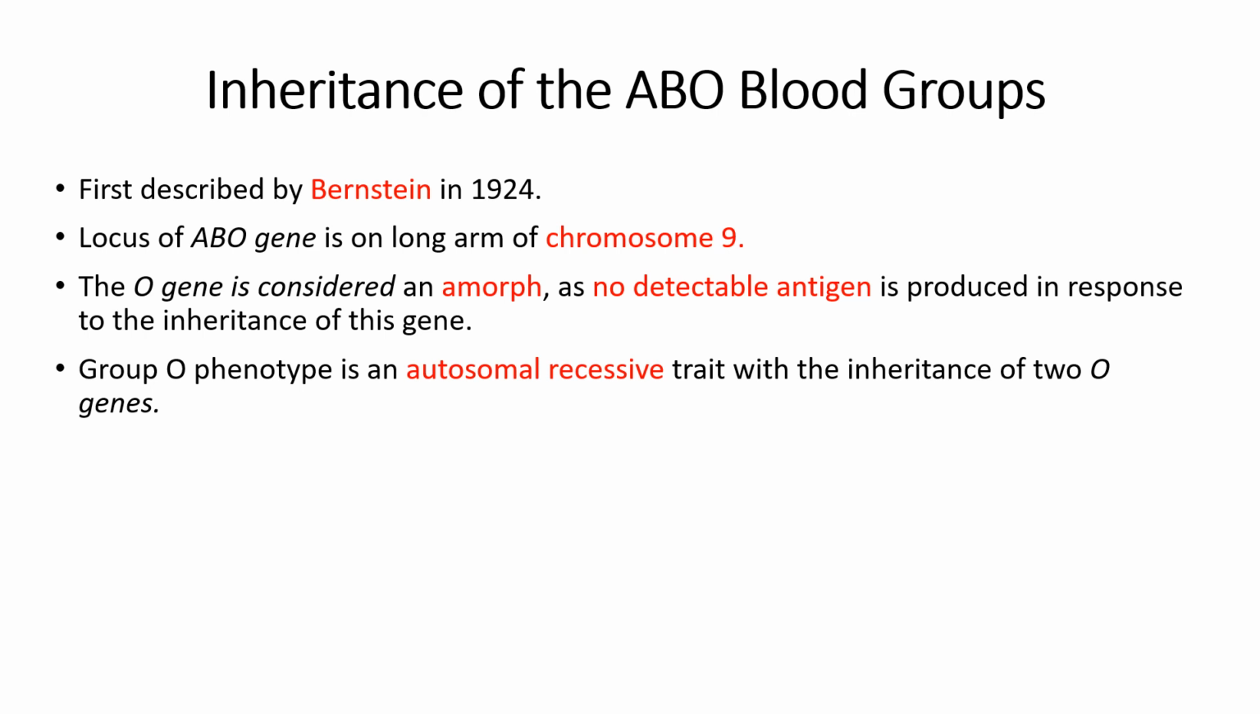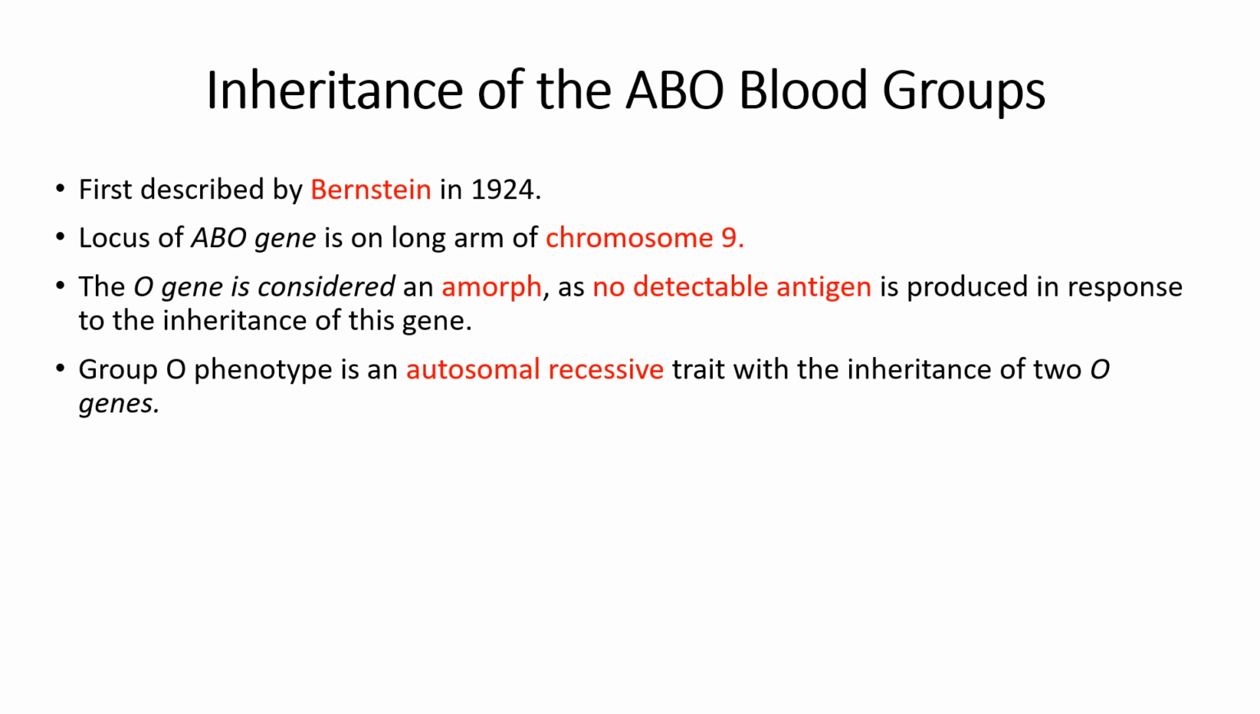Now the inheritance of the ABO group system. It was Bernstein in 1924 who described that the locus of the ABO gene is present on chromosome 9, and the O gene is an amorph, which means it does not produce any detectable antigen. The A gene will produce A antigen, the B gene will produce B antigen, but the O gene is an amorph, so no antigen is detected. And group O phenotype is an autosomal recessive trait with the inheritance of two O genes.